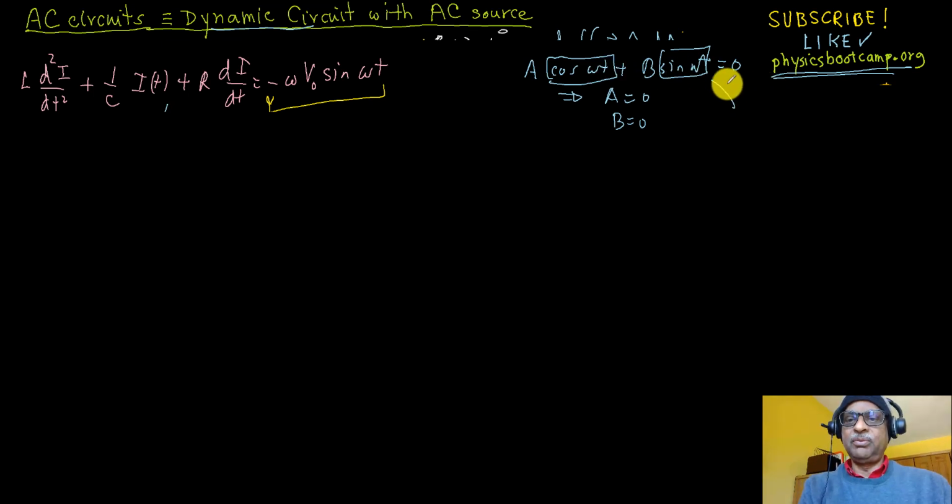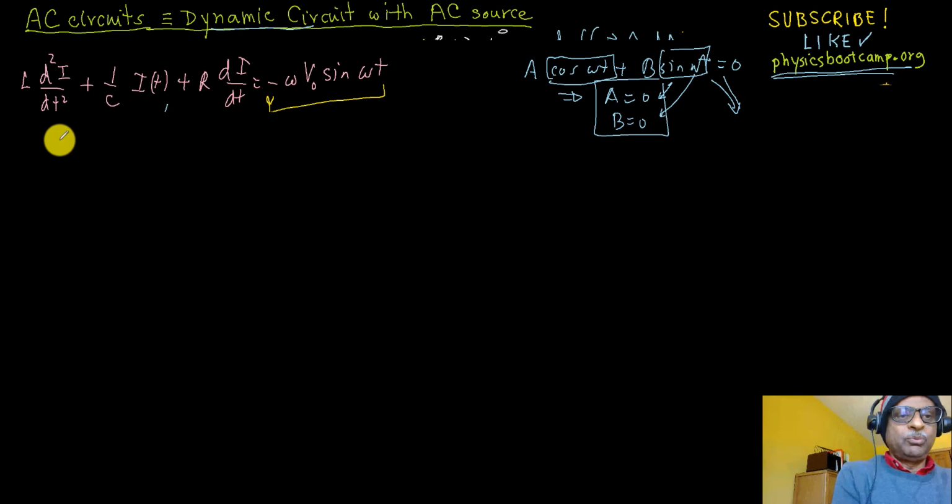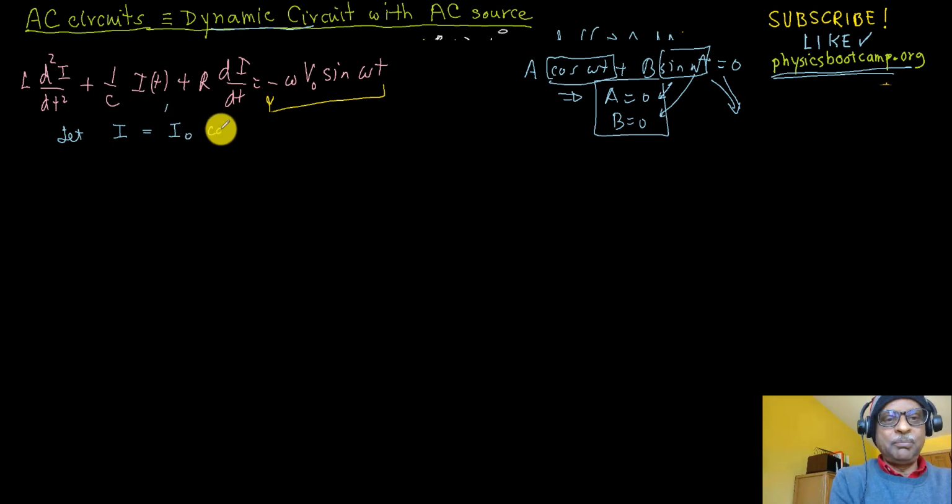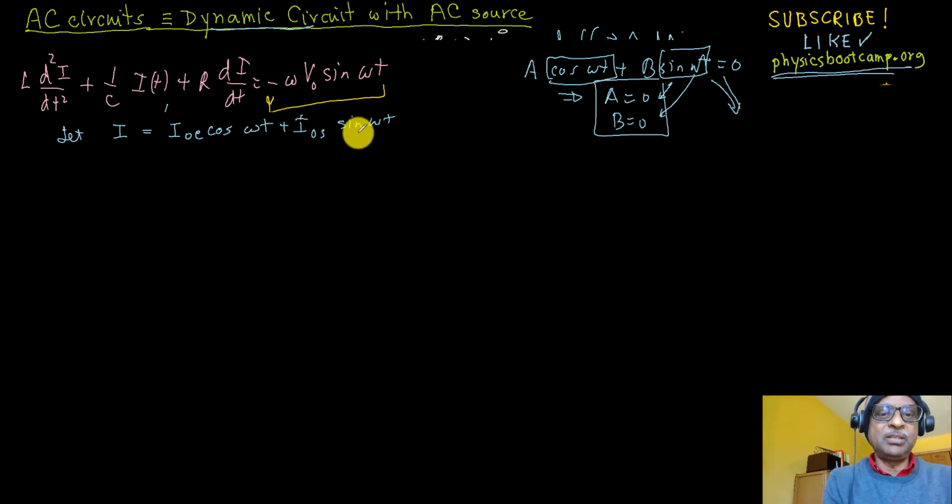Say I has to be 0 for all t. So this you can say when cosine omega t is 0, sine omega t is 1, and when sine omega t is 0, this is 1. So that's how you can get both of these equations. So that is going to be a method for solution. So what we're going to do is let I equal some I0c cosine omega t plus I0s sine omega t. So I'm going to have a mixture of that.